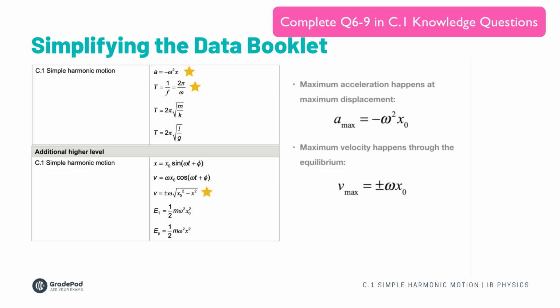Similarly, if you're asked to find the maximum acceleration, that happens at the extremes, when the object is changing direction rapidly. And in that case, the extreme is known as the amplitude. So if you're asked to find the maximum acceleration, you should insert the amplitude at this stage here.